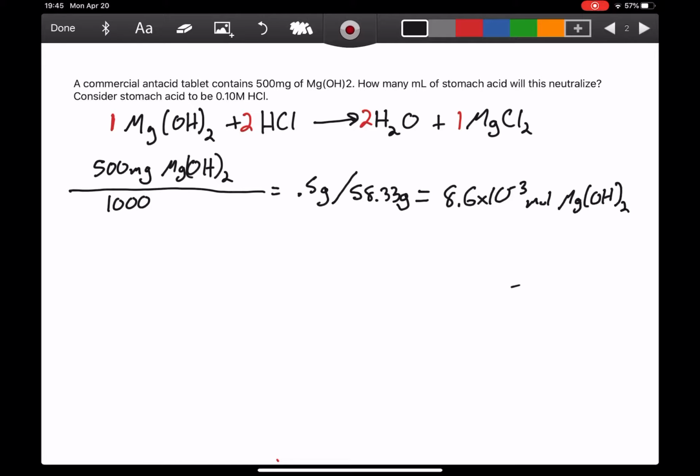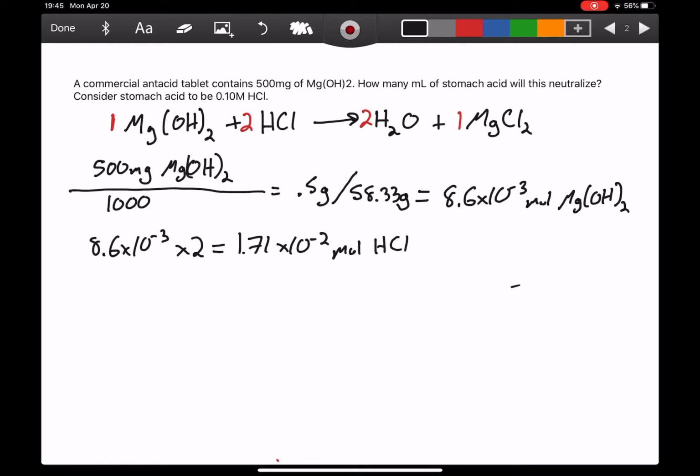The next step is going to be to go from moles of magnesium hydroxide to moles of hydrochloric acid. We see from our balanced chemical equation that it's a 2-to-1 ratio. So we're going to want to multiply this number by 2. So if we take 8.6 times 10 to the negative third and multiply it by 2, we are going to be left with 1.71 times 10 to the negative second. And this is going to be moles of HCl.